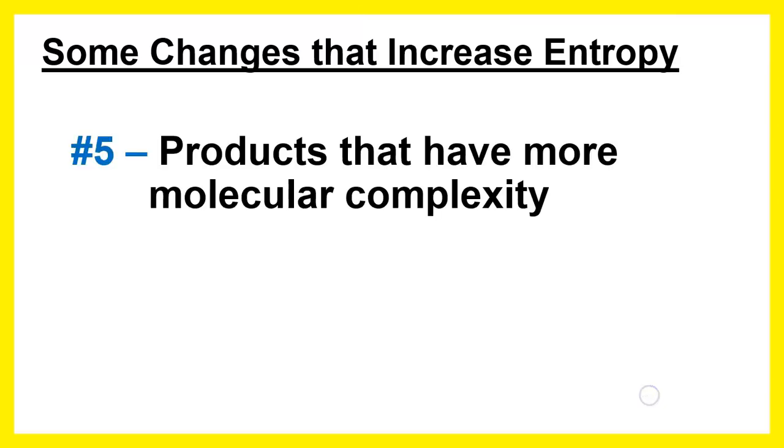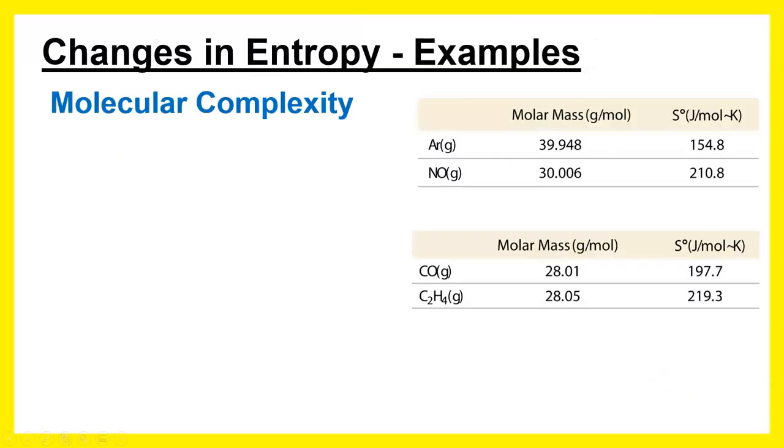Sometimes it's the complexity of your products that are increasing the entropy. And there's several ways they can be more complex. A single argon versus a nitrogen monoxide. Nitrogen monoxide is more complex. There's more going on. I have two different atoms, right? Two different elements, and there's bonds happening, sharing of electrons, and a lot more things going on. And look at the entropy.